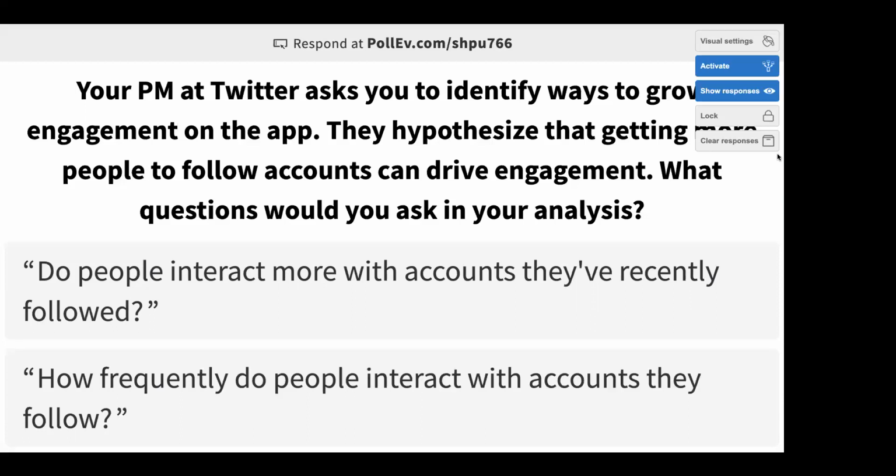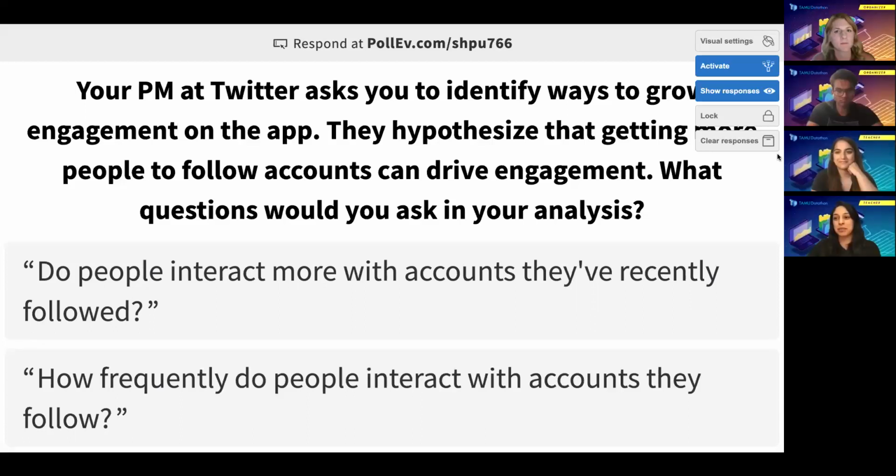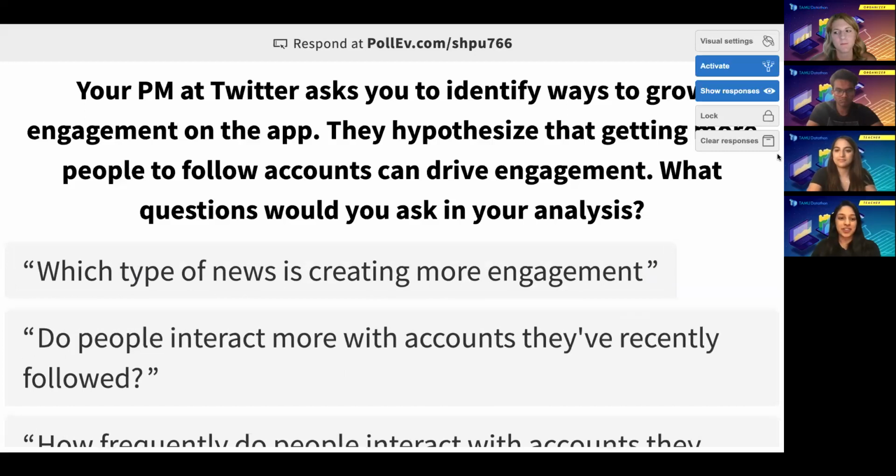Awesome. I don't see any more coming in, so I'm going to move on to the next example. Oh, what type of news is creating more engagement? Yeah, looking at types of content, not just types of users, is definitely important.